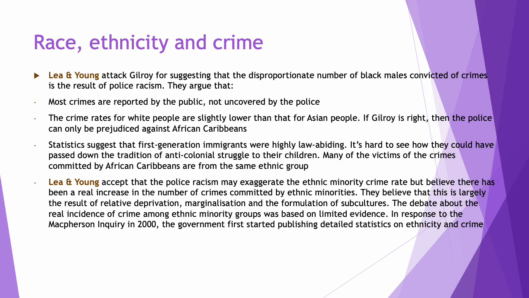Lea and Young attack Gilroy for suggesting that the disproportionate number of black males convicted of crimes is a result of police racism. They argue that most crimes are reported by the public, not uncovered by the police. The crime rates for white people are slightly lower than that for Asian people. If Gilroy is right, then the police can only be prejudiced against African Caribbeans.